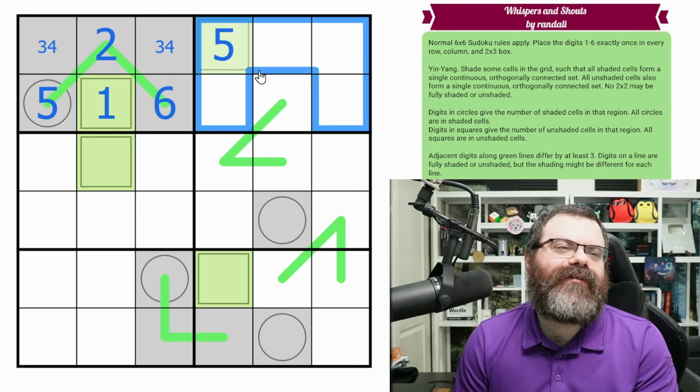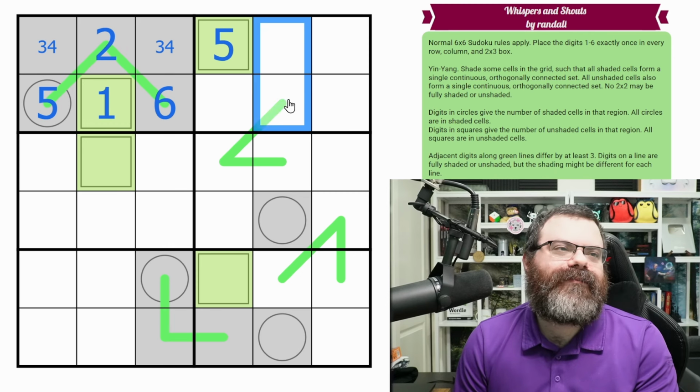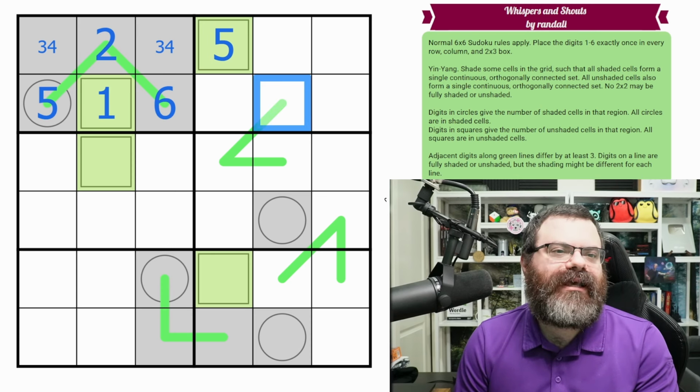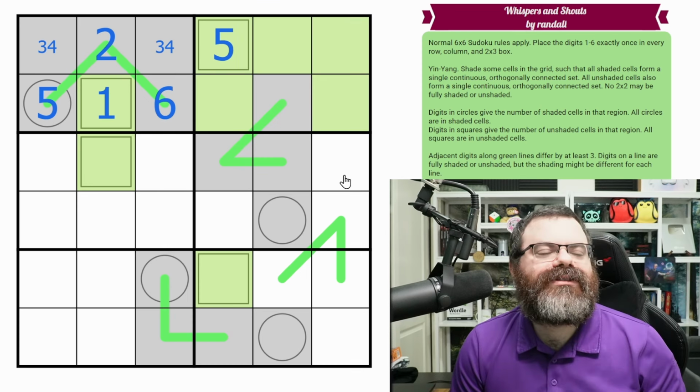There's no other way to avoid the 2x2, right? We need to have this 2x2 and this 2x2 both interrupted. And we only have one cell to do it. So it's got to be in the middle here. So it's either this cell shaded or this cell shaded. And this doesn't work because it isolates. So this is the shaded cell, which finishes this line. And these are all unshaded.